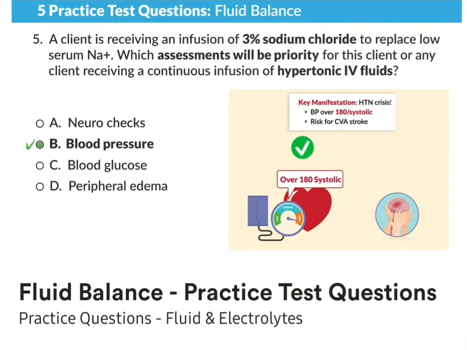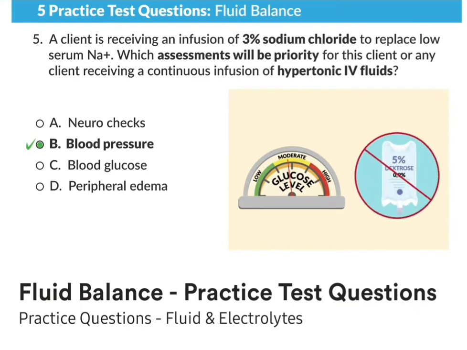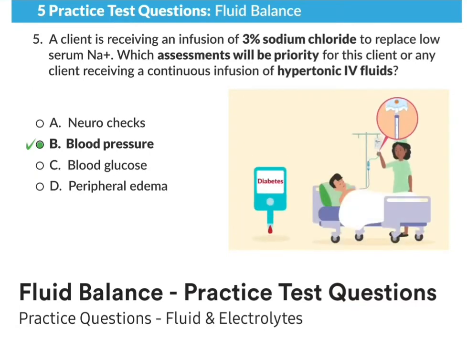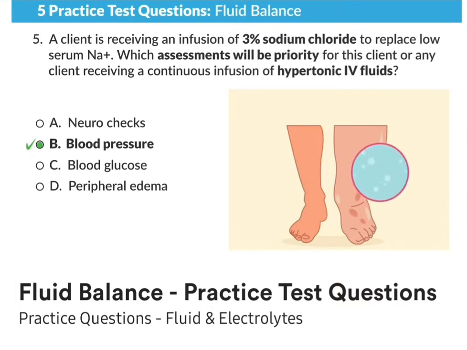Because remember, what kills the client first? Well, in this case, it's a CVA stroke from that hypertension crisis. Now, C and D are incorrect. Because C, the blood glucose, this solution doesn't have any dextrose in it. So glucose would not be affected here. Now, if the question stated that the client had a sugar problem like diabetes and was on insulin drip or something, then it would be totally different priority. And D is incorrect because peripheral edema, that waterbed looking skin, does not take priority over blood pressure here.